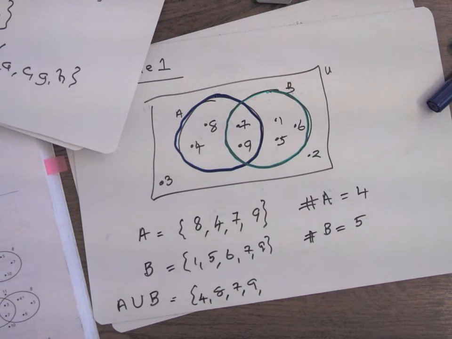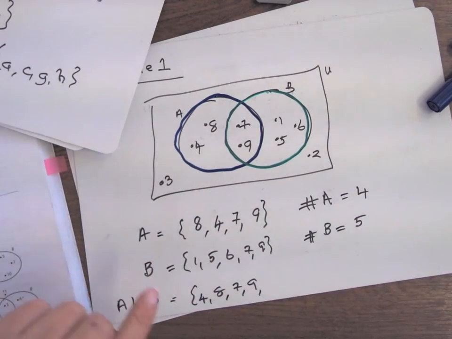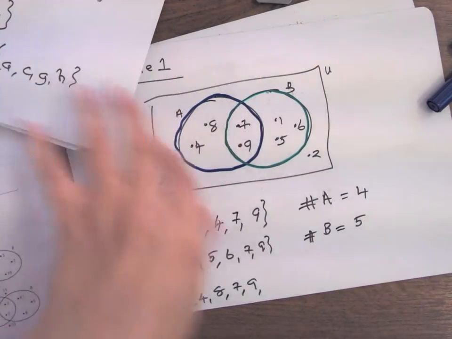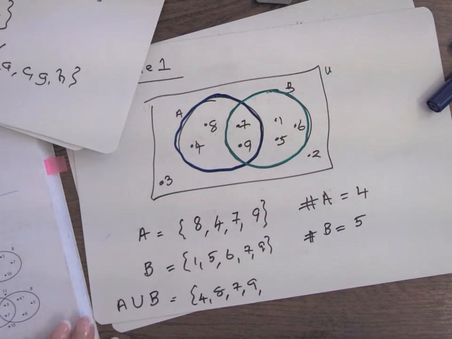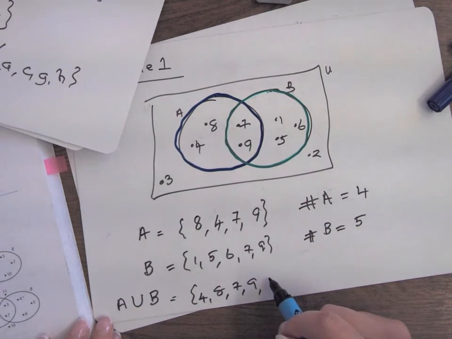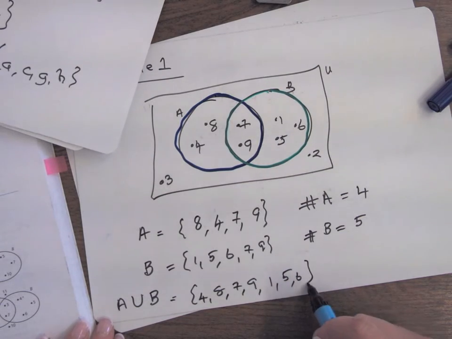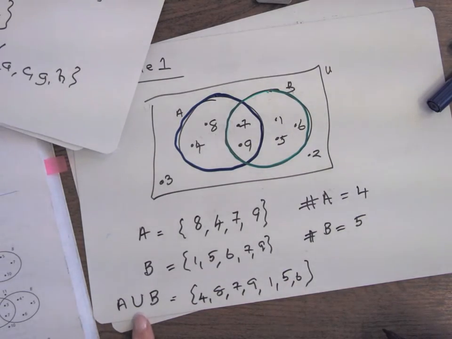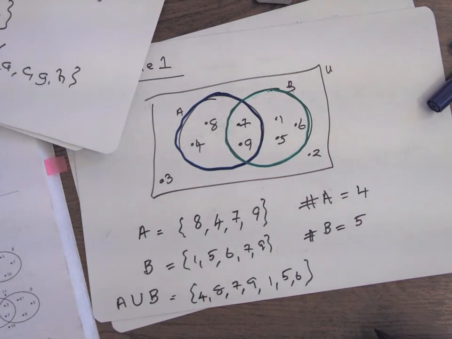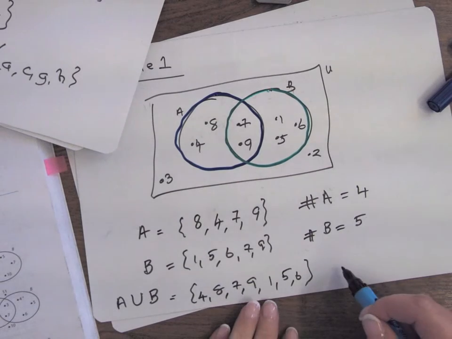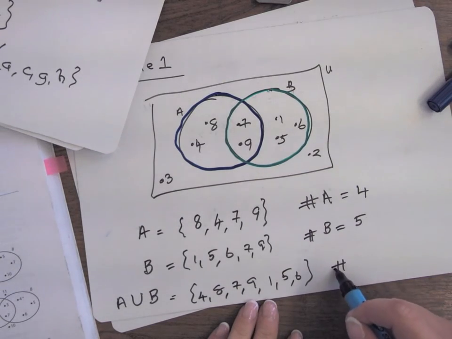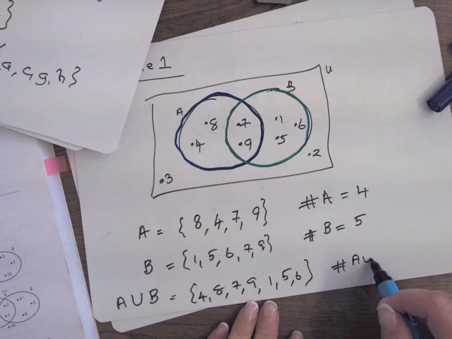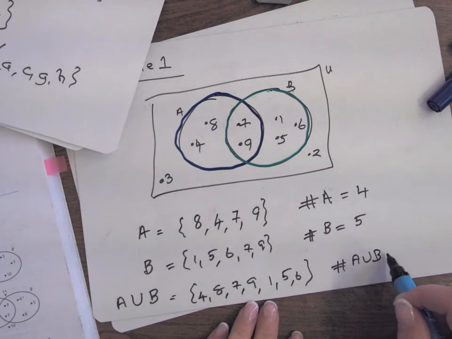Thank you. Okay, so A union B is everything in A and everything that's in B. If it's inside the circles, I'm listing it. So it's 4, 8, 7, 9, 1, 5, 6. Don't get it mixed up with the intersection. Union looks like a U, U for union, and union means together. If I said the cardinal number of A union B, what would you say to me?